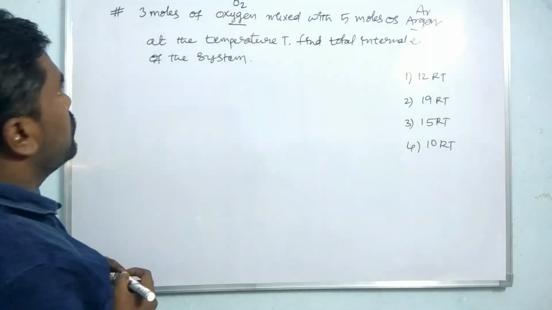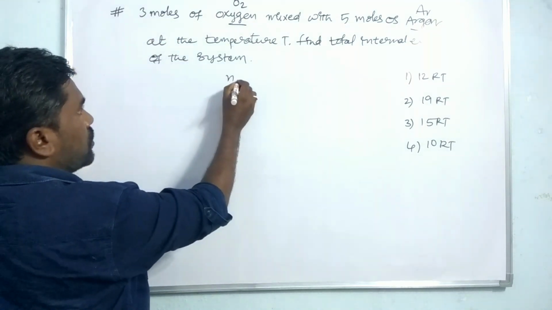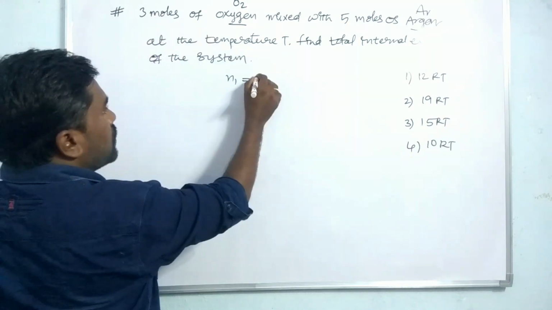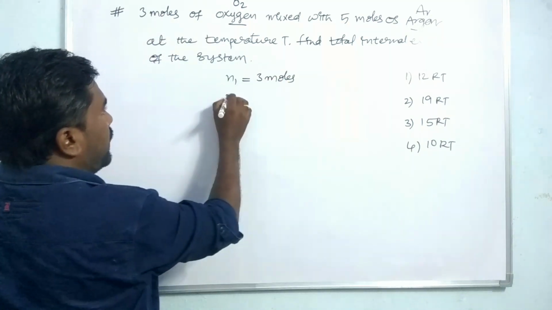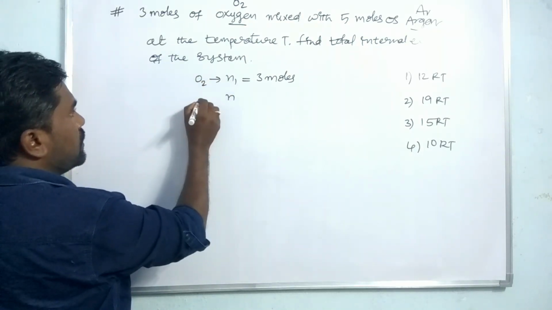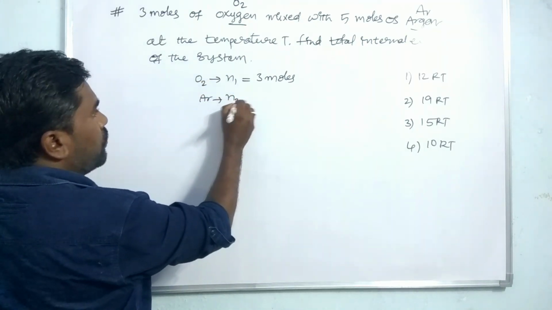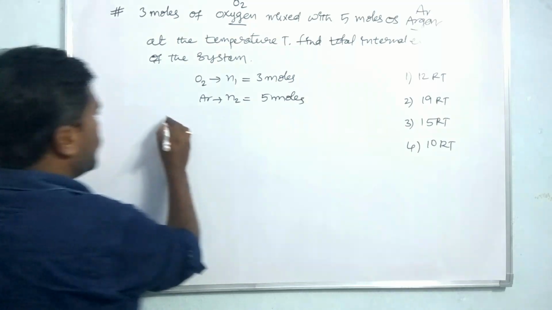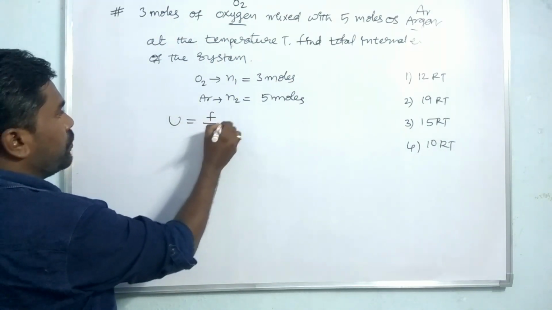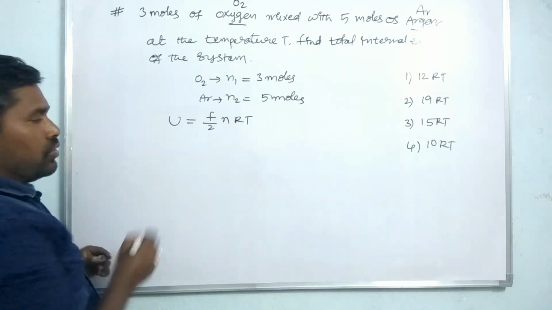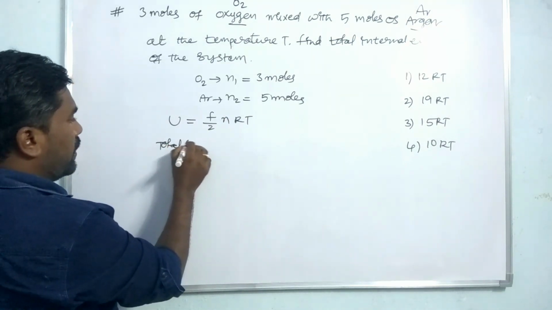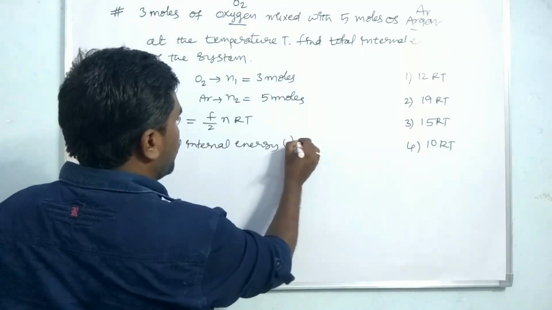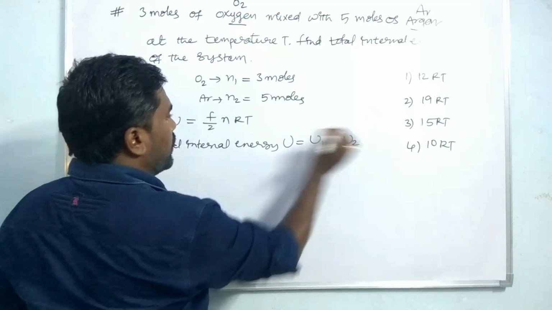So this is the oxygen, O2, and this is the argon, Ar. Here 3 moles of oxygen, so the number of moles of oxygen is N1 = 3, and N2, for argon, is 5 moles. The internal energy U is equal to f by 2 nRT. So the total internal energy U is equal to U1 plus U2.